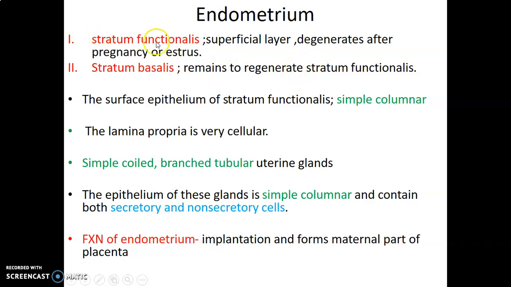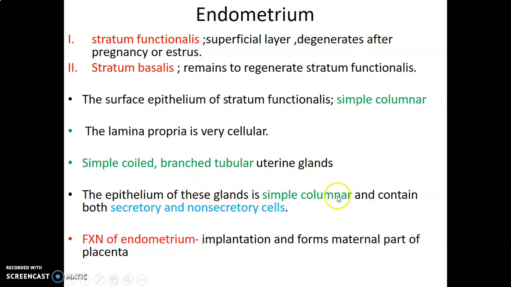So the surface epithelium of stratum functionalis is simple columnar, and below the simple columnar epithelium we have a very cellular lamina propria. This endometrium also contains simple coiled branched tubular uterine glands. The epithelium of the glands is also simple columnar, and it contains both secretory and non-secretory cells.